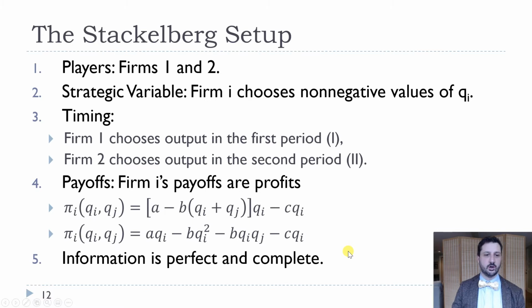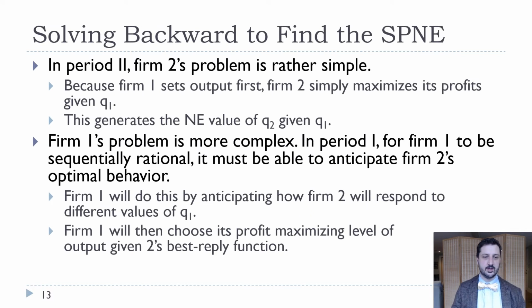Information is perfect and complete. So Firm 1 knows Firm 2's profit function, Firm 2 knows Firm 1's profit function, and that's how we're going to solve it. Now, because it's sequential, we have to solve it backwards to find the subgame perfect Nash equilibrium. Firm 2's problem is pretty simple. For whatever value of Q1, it's going to find the value of Q2 that maximizes its profit. Firm 1's problem is a little more complex because it needs to figure out Firm 2's optimal amount and then plug it into its profit function in order to maximize its profit.